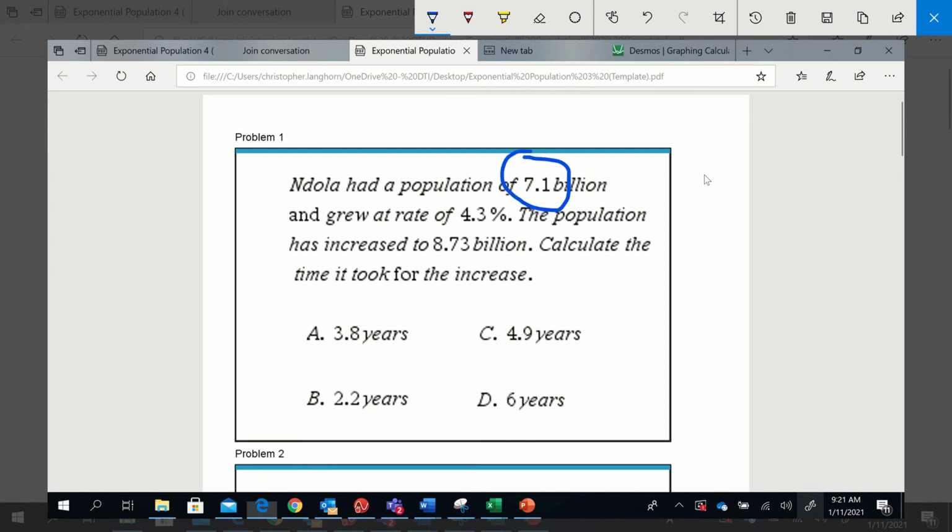So this is our starting point. 7.1 is our starting point. We know the rate at which it grew. So here's the rate at which it grew.